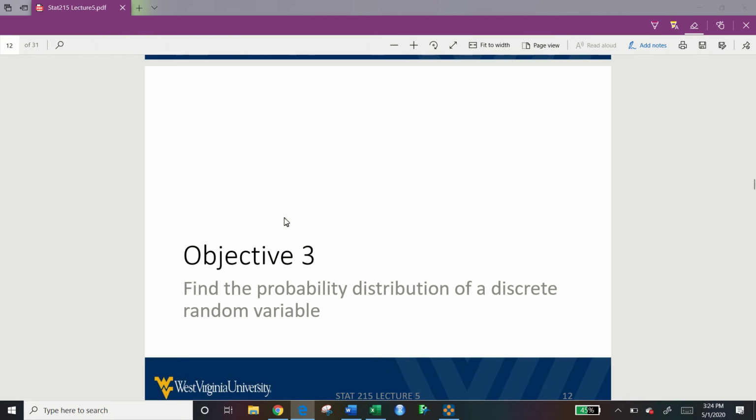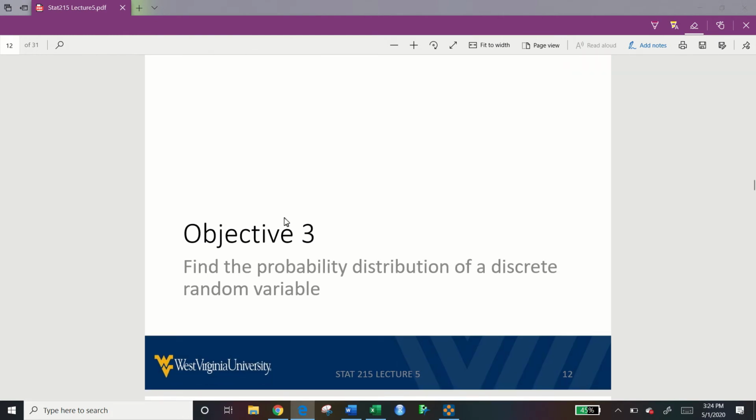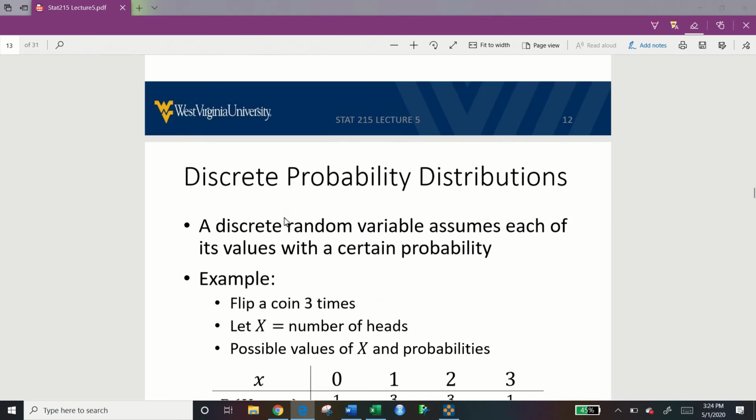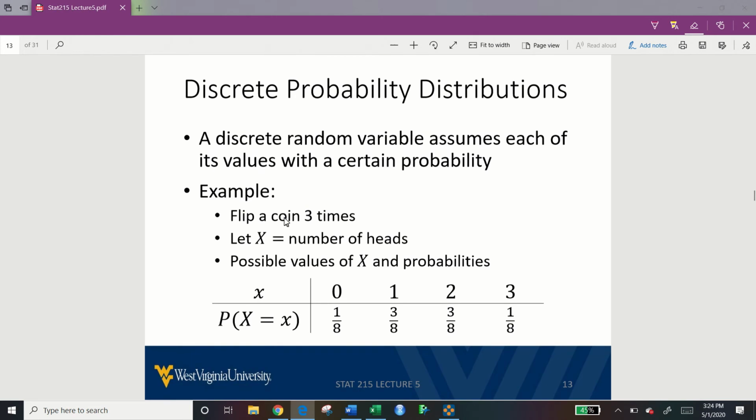So finally, let's take a look at objective 3. Find the probability distribution of a discrete random variable. A discrete random variable assumes each of its values with a certain probability. For example, if we flip a coin 3 times and we let x equal the number of heads, our possible values of x and our probabilities are shown as follows. With 3 flips of a coin, we're either going to have 0 heads, 1 head, 2 heads, or 3 heads. Below, we have our different probabilities.